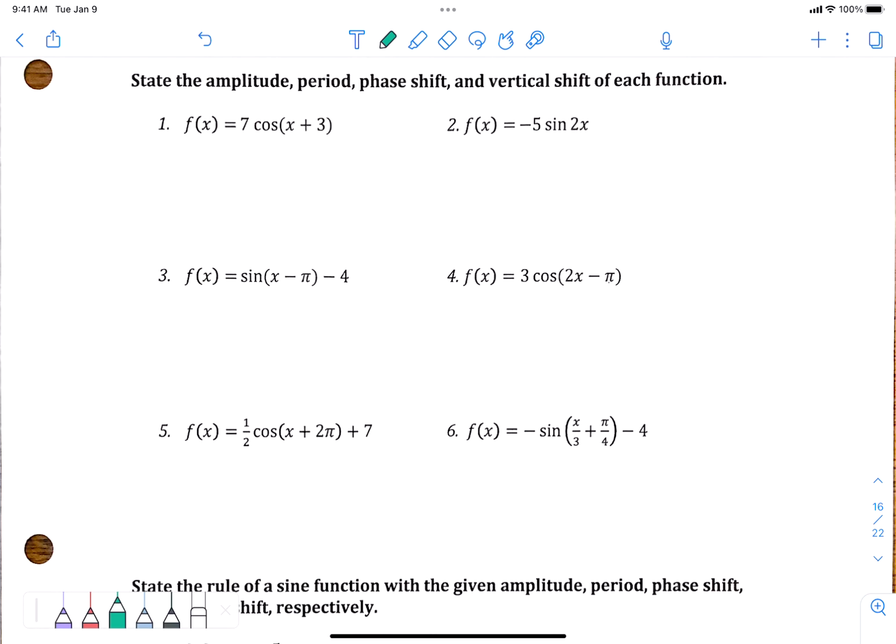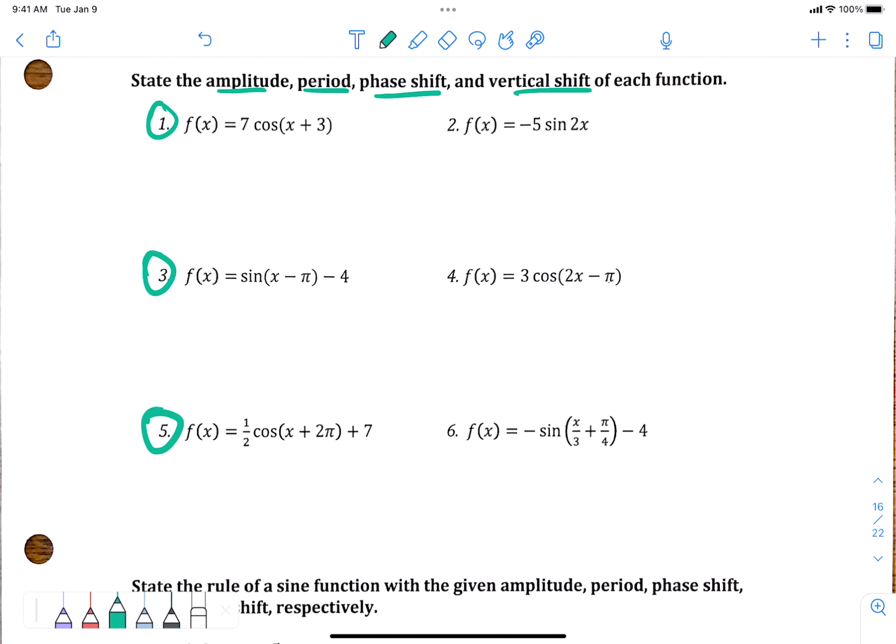Okay, so here's the deal. Here's what I want you to do for homework. I'm stopping, and we're not going to do the hard ones until tomorrow. For homework, do 1, 3, 5, because those will not have a b value, or they have a b value of 1, I guess. You are stating the amplitude, period, phase shift, and vertical shift on each one of them.